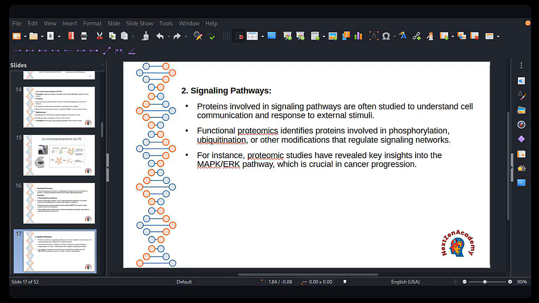So there are many pathways. The signals can be from the outer environment or from the inside of the cell. Switch on and switch off processes, right? Yeah. So signals are sent.